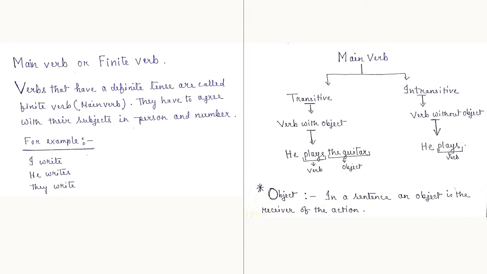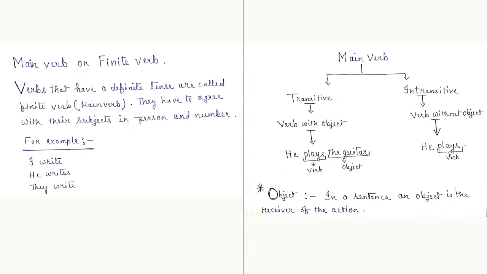And what is an intransitive verb? A verb without an object. When a verb doesn't carry any object, it is called an intransitive verb. For example, he plays. He is the subject, plays is the verb, and here plays doesn't carry any object. So here plays is an intransitive verb.